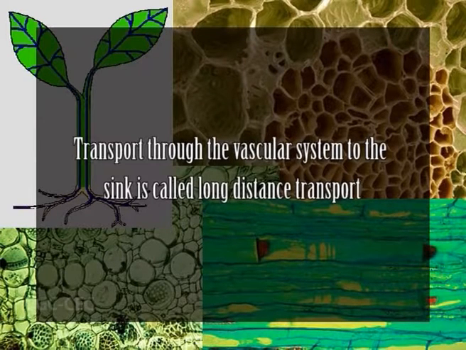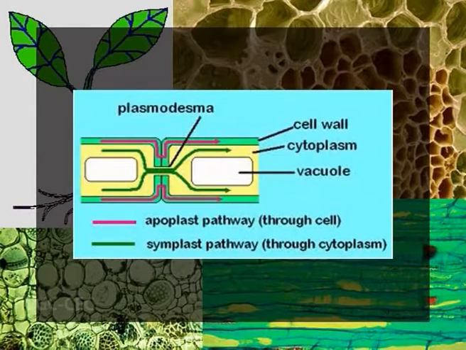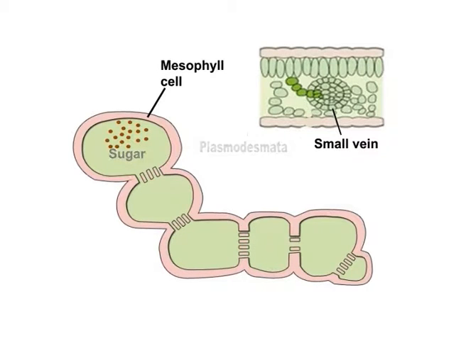The sieve elements and companion cells are often considered a functional unit called the sieve element companion cell complex. In sieve elements, sucrose and other solutes are translocated away from the source, a process known as export. Transport through the vascular system to the sink is called long-distance transport. Phloem loading can occur via apoplast or symplast. The initial short-distance transport is always symplastic.